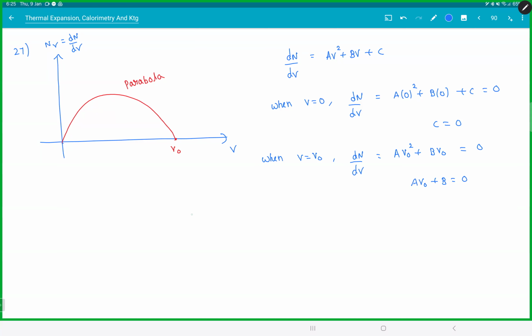Area under the curve. The area under the curve, which is integral N(v) dv, which you actually see, this is nothing but the total number of molecules, dN by dv into dv. Integral dN, which is the total number of molecules.